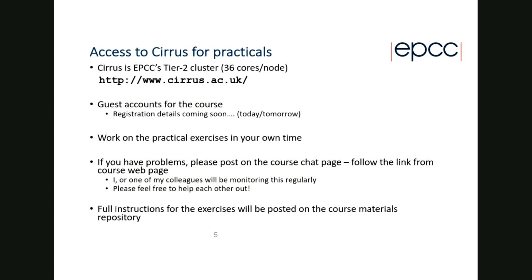So this course includes the opportunity for you to do some hands-on programming, and unfortunately the new ARCHER system isn't quite ready for us to open up to user access. So we're going to give you accounts on our tier 2 cluster, which is called Cirrus, which has 36 cores per node, so it's still quite a nice system for experimenting with OpenMP.